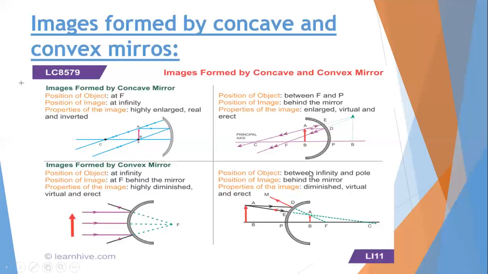Position of object between infinity and pole. If the object is placed between infinity and pole, then the image is found behind the mirror. It is also diminished, virtual and erect. That means in a convex mirror, all the images are formed virtual and erect. No matter where the object is placed, the image is always diminished, virtual and erect.